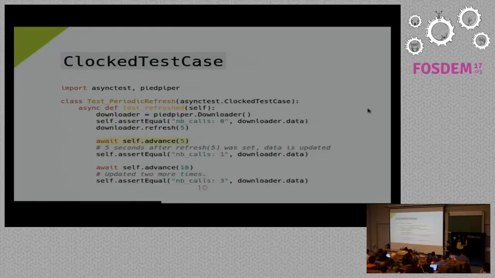In this example, for instance, let's say that I've got a class which downloads a resource and will refresh it every 5 seconds. So here I set up my refresh and check that my downloader has never been called. Then I call self.advance, which will move the clock forward by 5 seconds. And as you can see, I can also do it with 10 seconds there. What's interesting is that I actually had two calls during the await. So what it means is that the clock will not jump the 10 seconds, but will actually execute the callbacks and coroutines you expect.